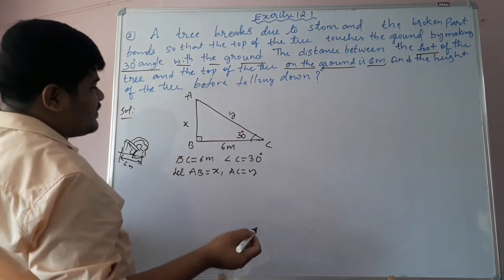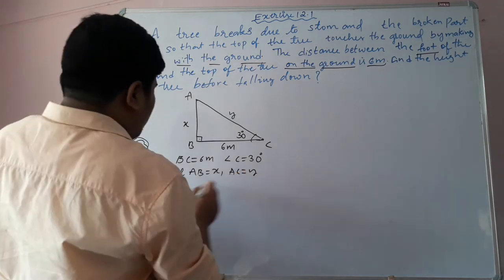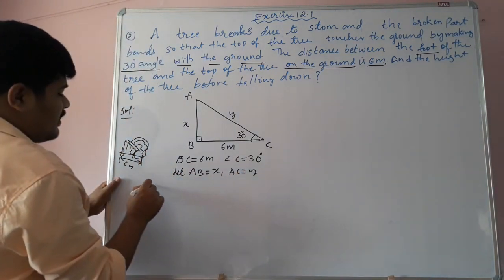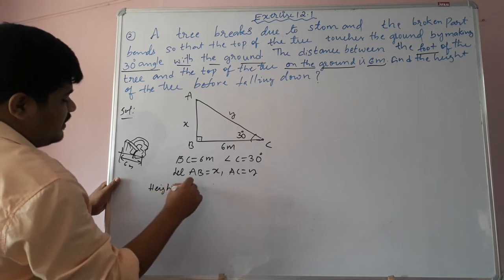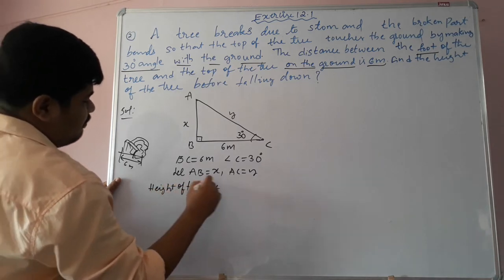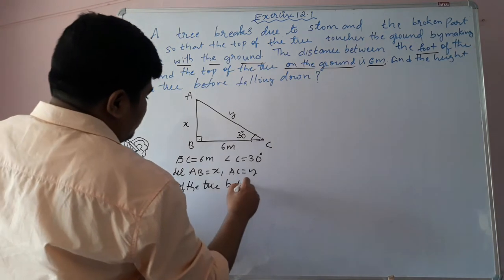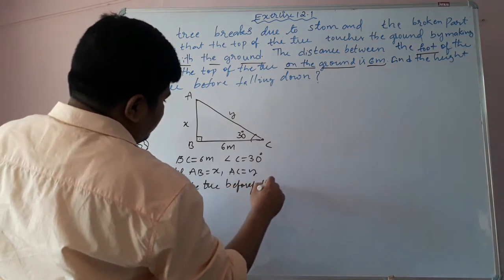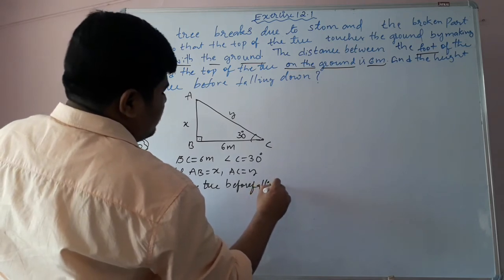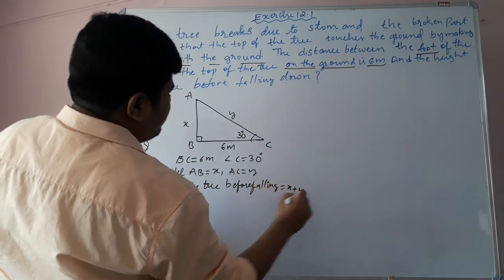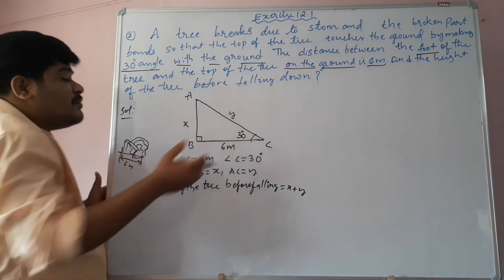And students, they are asking the height of the tree before falling, so that is equal to x plus y. So we need to find the values of x and y from this diagram.